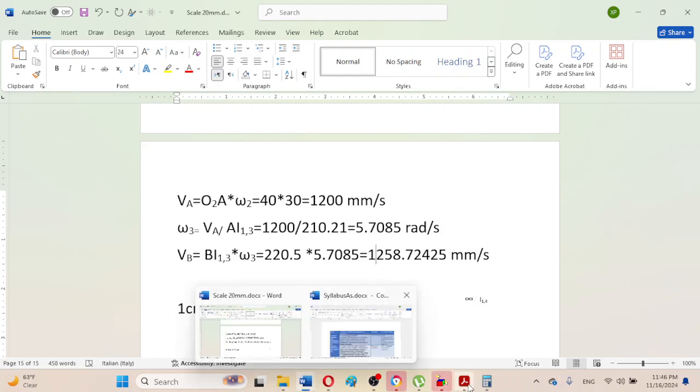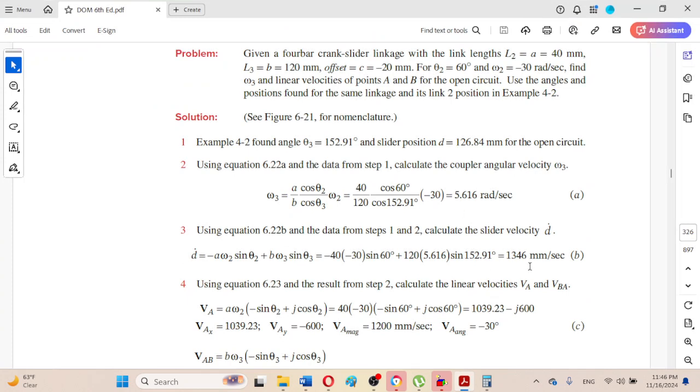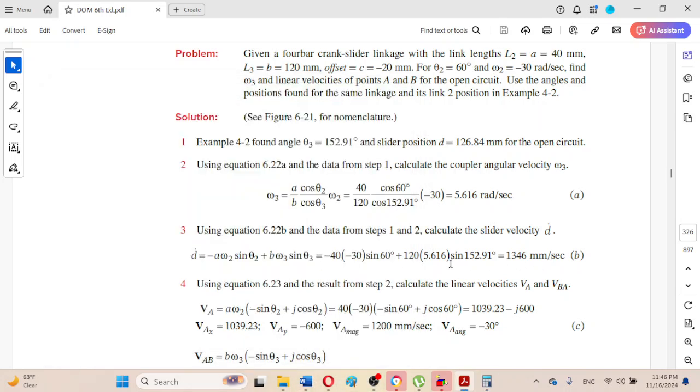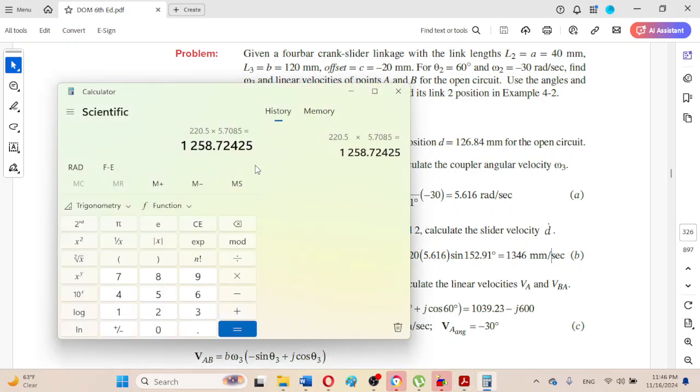Now from the book we can say that the author has calculated the result for this right position of the slider to be 1346, and our answer is 1258. So our results are quite near, because these are graphical results and these are analytical results, so they are quite near. That isn't an issue, and our results are very accurate.